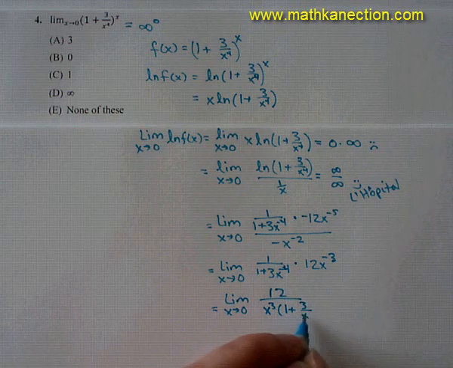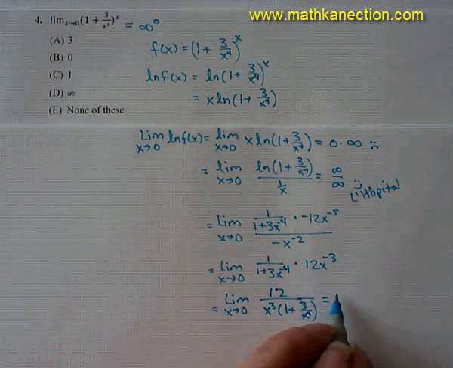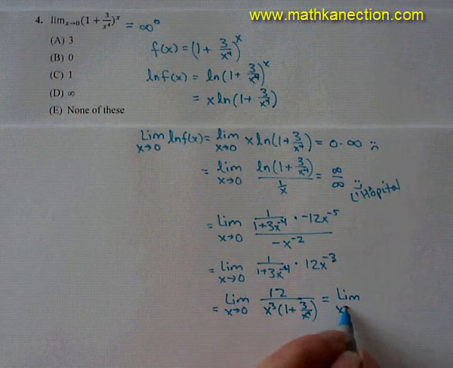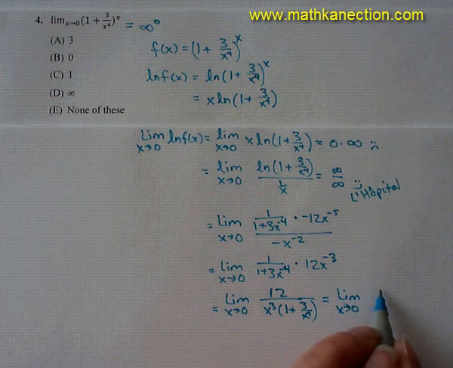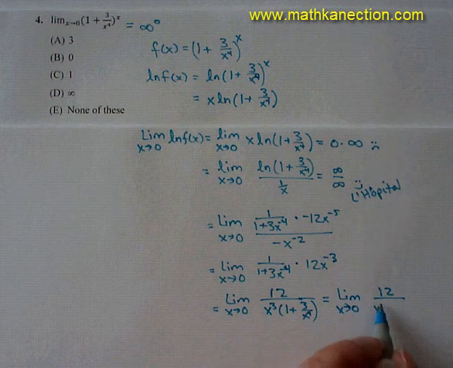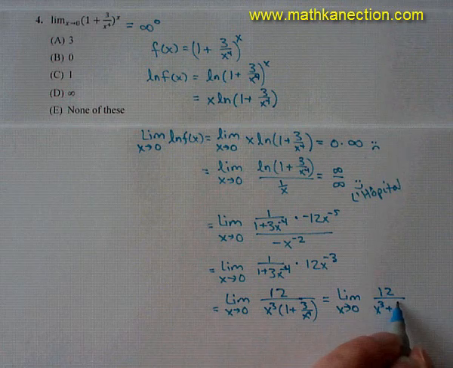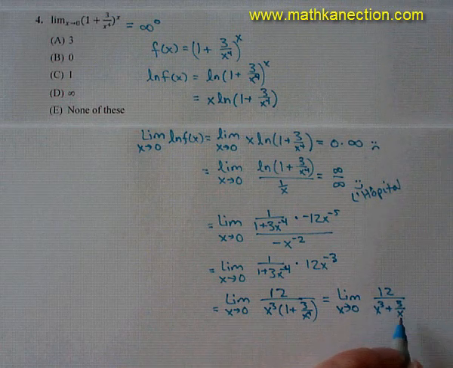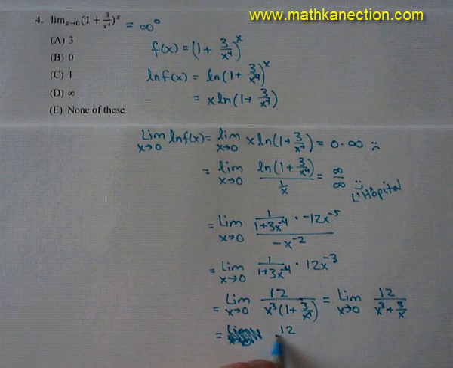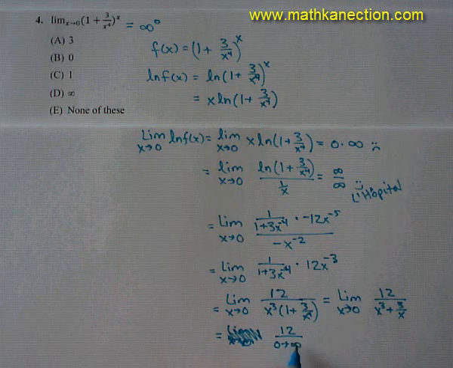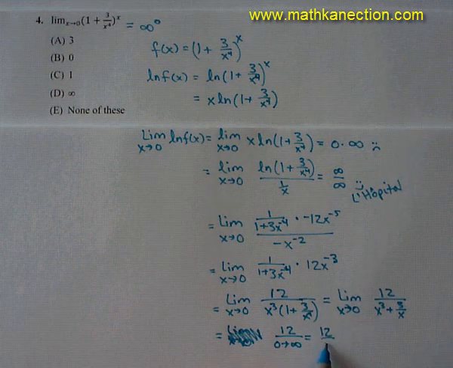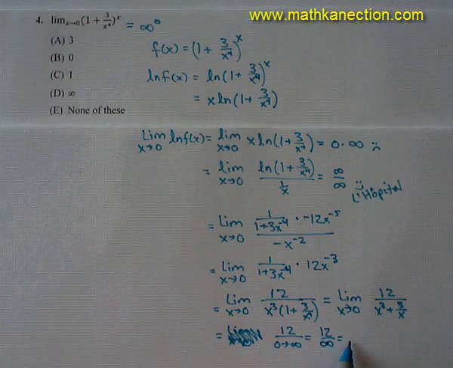3 over x cubed times 1 plus 3 over x to the fourth. Then distributing that x to the third, we're looking at the limit as x approaches 0 of 12 over x to the third plus 3 over x. And substituting in the value of 0, then we get 12 over infinity, which is equal to 0.